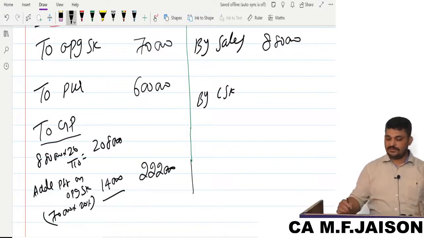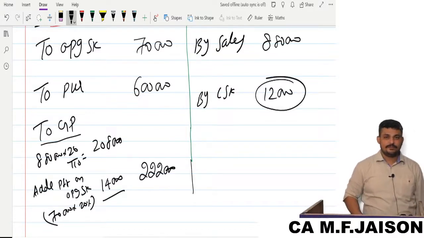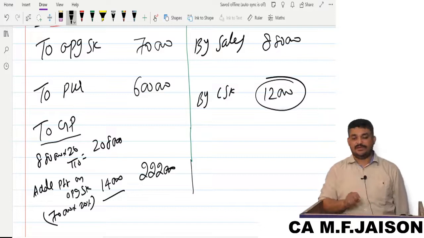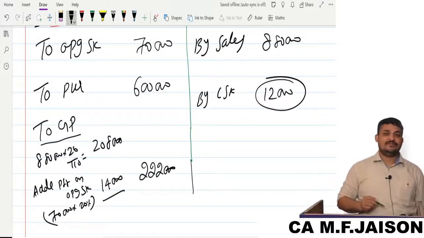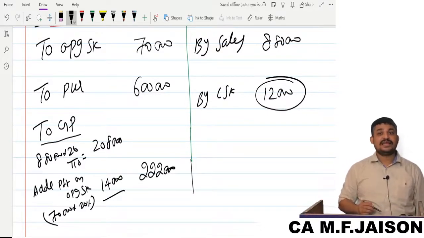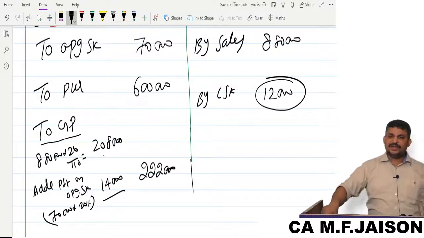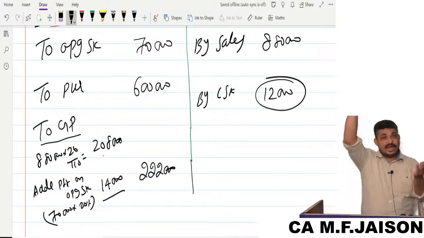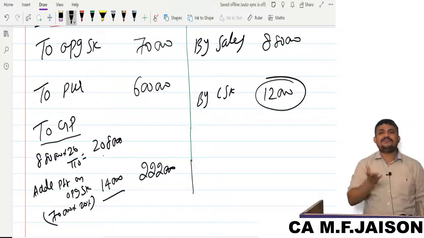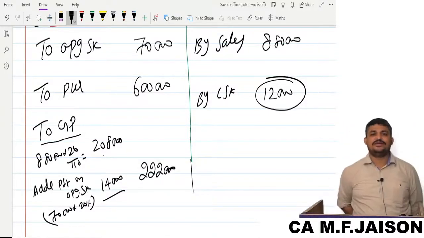If this is 2,22,000, this will be 12,000. Balancing figure. Once again, when you apply 26 by 110, you took the profit as 2,08,000. What was the mistake I told? The mistake was you considered only one margin, you didn't consider two margins. Only thing is, instead of finding the two margins very elaborately like how we did in the first approach, straight away you can tell extra 14,000 profit should be considered.